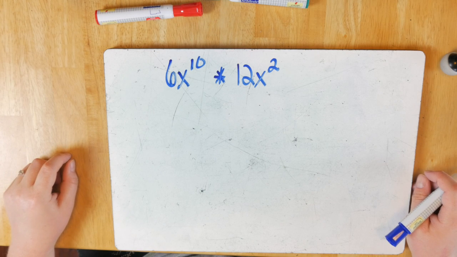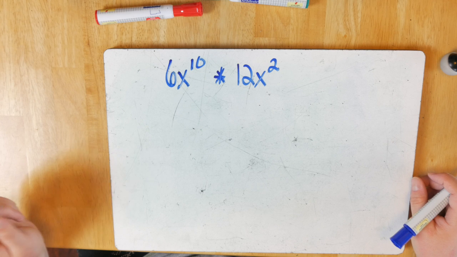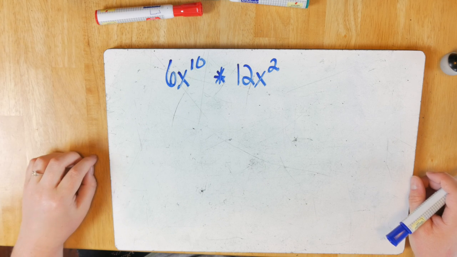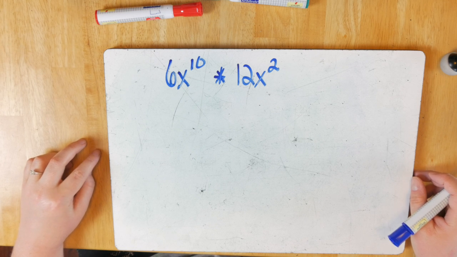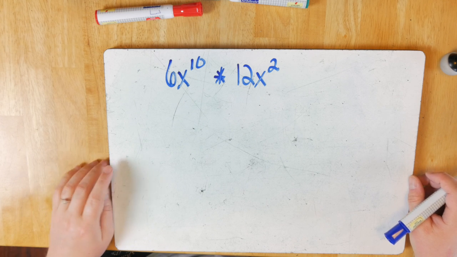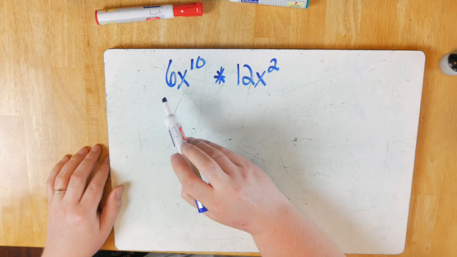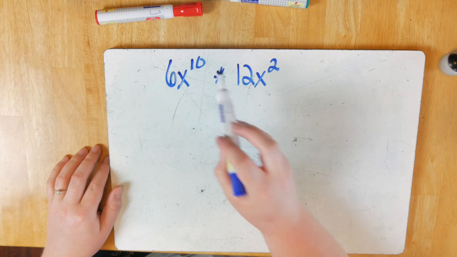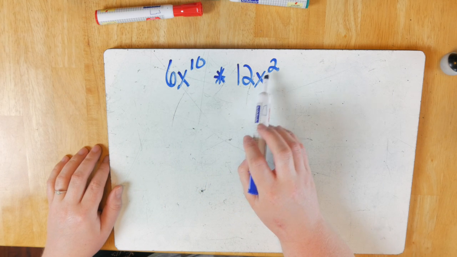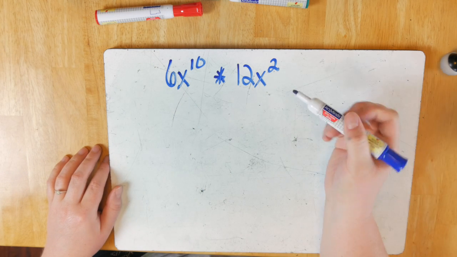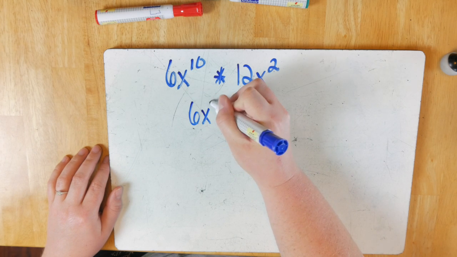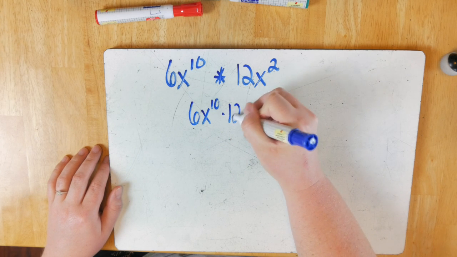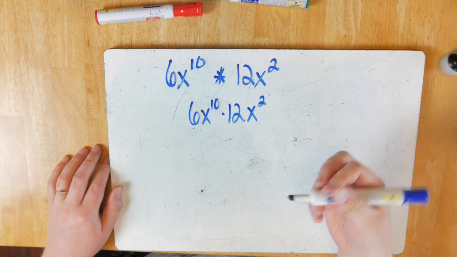We're going to go over some exponential questions, and I'm going to do my best to clarify every step of the way how we get to the correct answer. So the first one we're going to look at is 6x to the 10th times 12x squared. And if we're multiplying this, then I can just write it a little more cohesively.